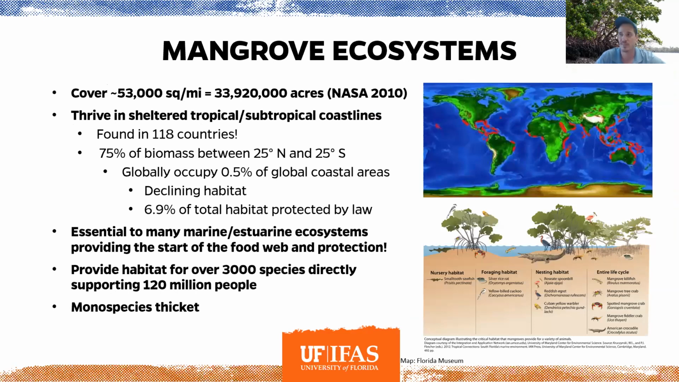So mangrove ecosystems worldwide, they cover about 53,000 square miles, which is about 33.9 million acres. And they're found in these sheltered kind of coastlines. So not necessarily the beach, but more so bays, estuaries, back halves of barrier islands. And 75% of all the mangrove biomass is located between 25 degrees north and 25 degrees south, which is actually outside of Florida's range.